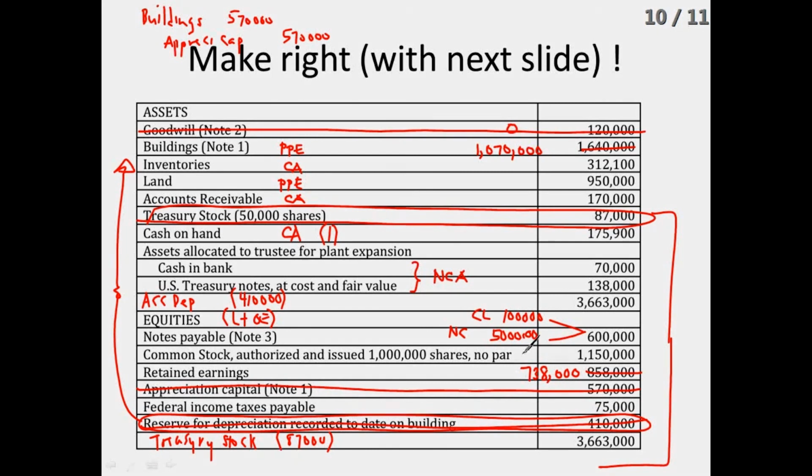Common stock. Where does that go? Owner's equity. Retained earnings. Owner's equity. Taxes payable. Current liability. And then treasury stock is contra owner's equity. And accumulated depreciation was contra PP&E. Okay, so now we've discussed and decided where everything goes.